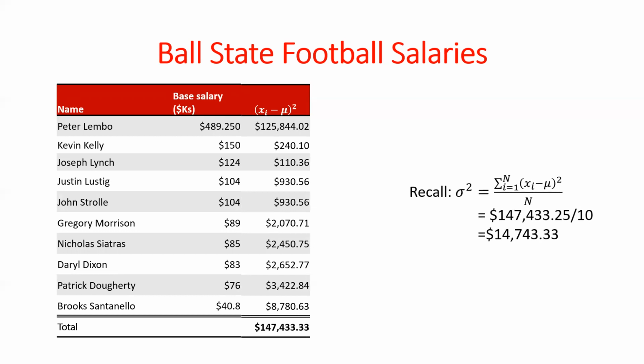Once I add up all those deviations and divide by my number of observations, notice the average deviation from the mean is only about 14,000. So that one observation that added 125,000 in the numerator, there are a lot of other observations to draw that average deviation from the mean down a little bit. Okay? That's a different way of thinking about the variance.